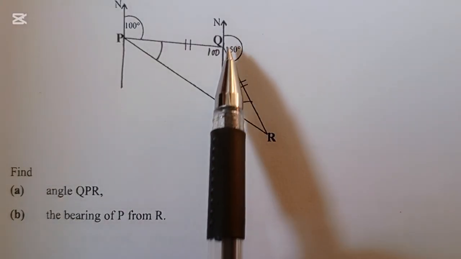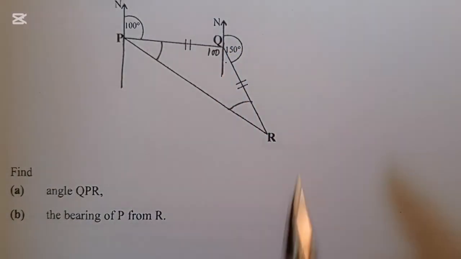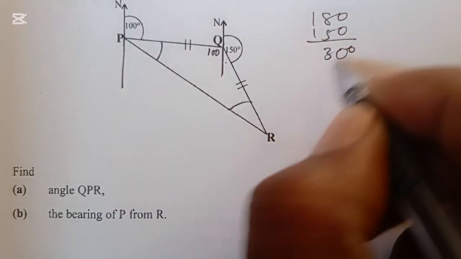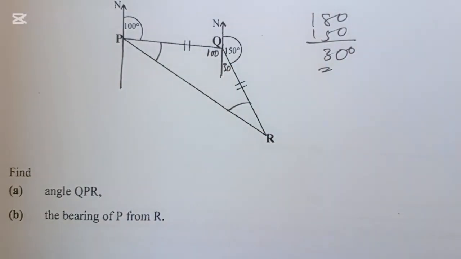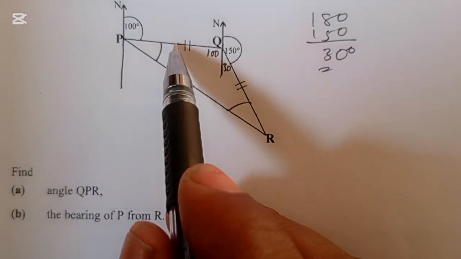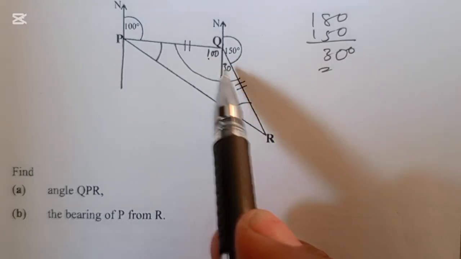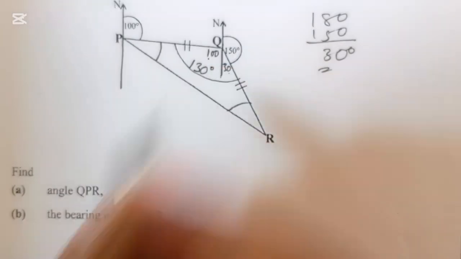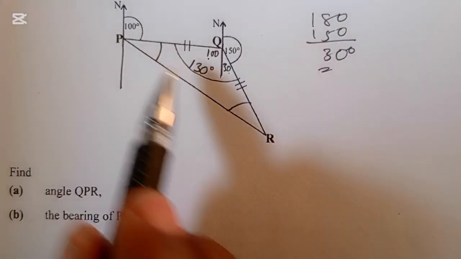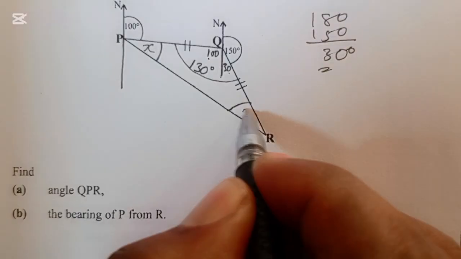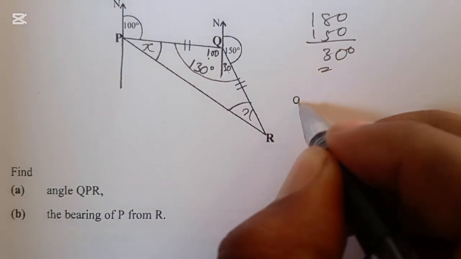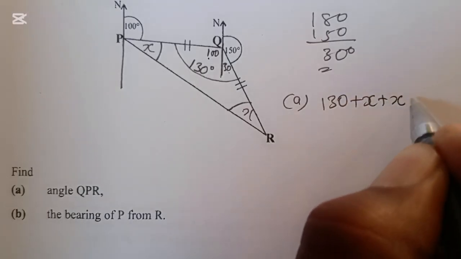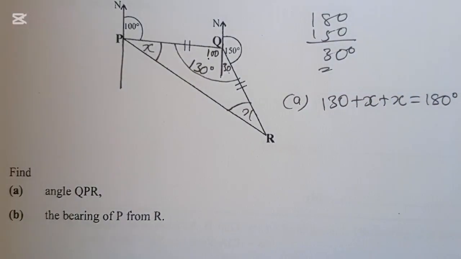And it is very easy for us to find this angle because this is a straight line. A straight line adds up to 180. So 180 minus 150, we are going to have 30 degrees. So this is 30. So this angle now becomes 100 plus 30, which is 130 degrees. So remember that this angle is equal to this angle. If this is x, this is also x. So let's see now. 130 plus 2x is equal to 180 degrees.